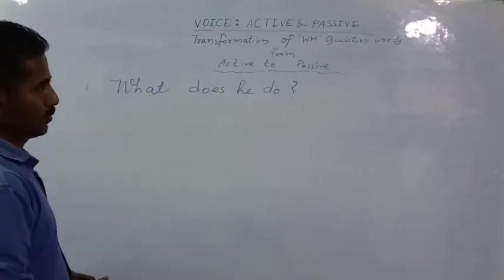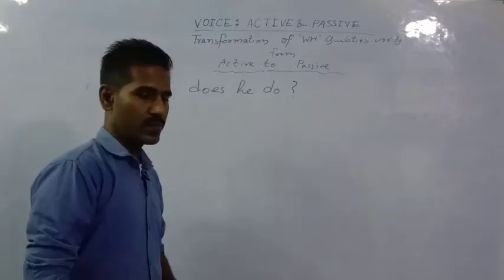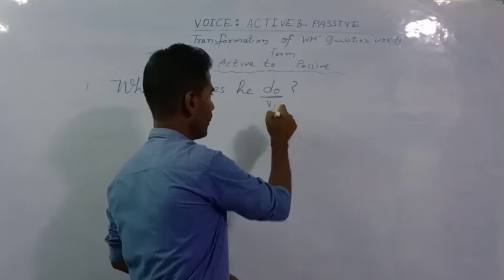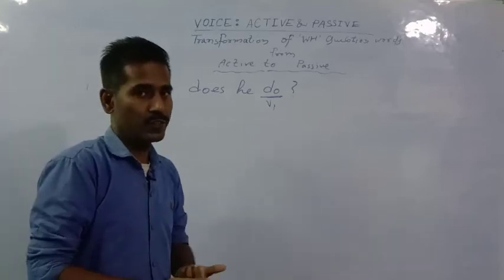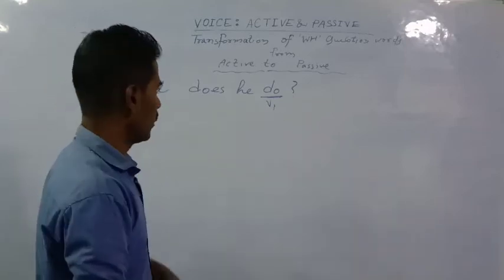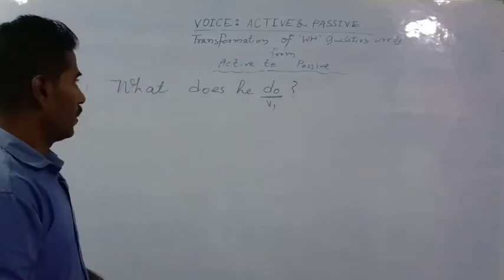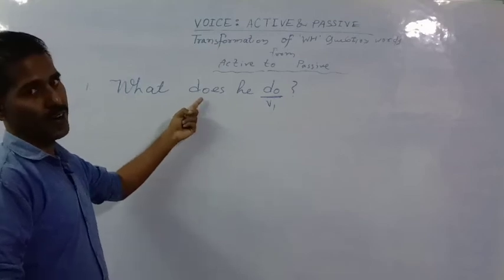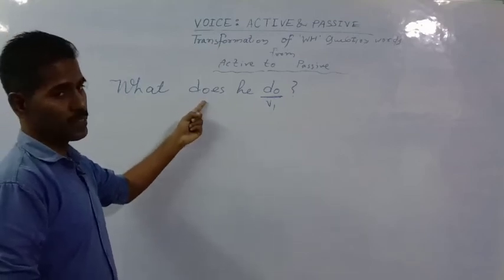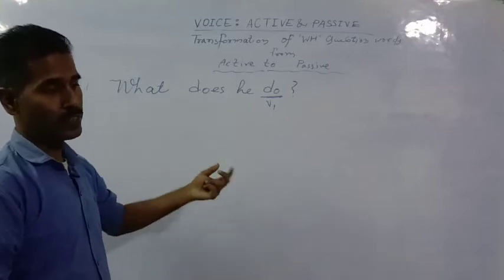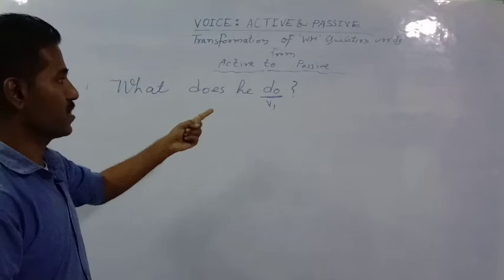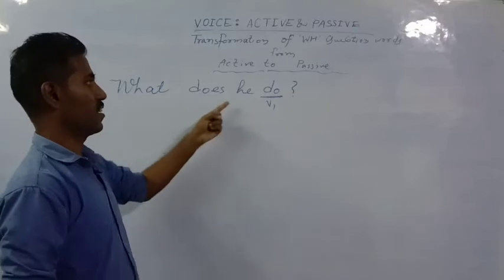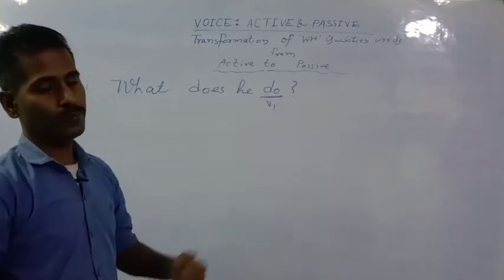What does he do? Let us first find out the verb. We know do is the action verb. Doing is an action word, so do is the verb. Then this does, does is an auxiliary or helping verb. It helps the verb to express its mode, the interrogative mode. So in what does he do, this is the auxiliary here, and do is our verb.